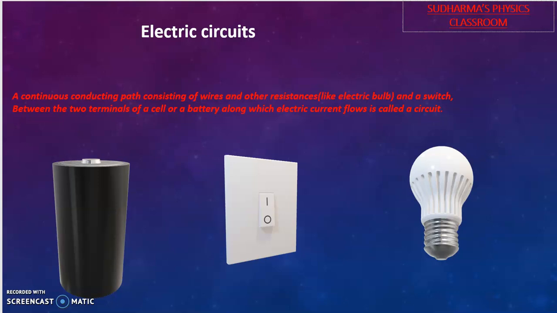But how do we connect? What are the conditions to create an electric circuit? Let's see that. A continuous conducting path consisting of wires and other resistances, for example an electric bulb, that's a circuit element, and it will have some resistance, and a switch between the two terminals of a cell or a battery, along which electric current flows, is called an electric circuit.